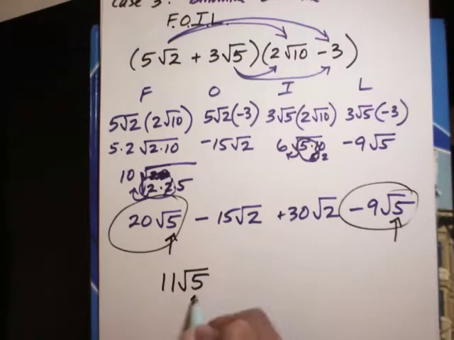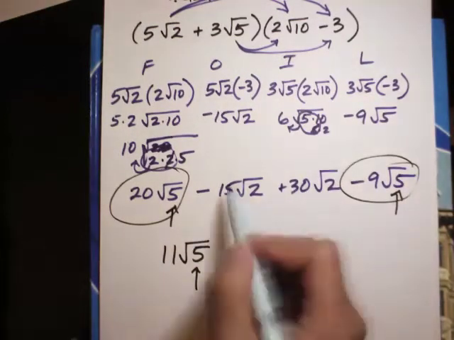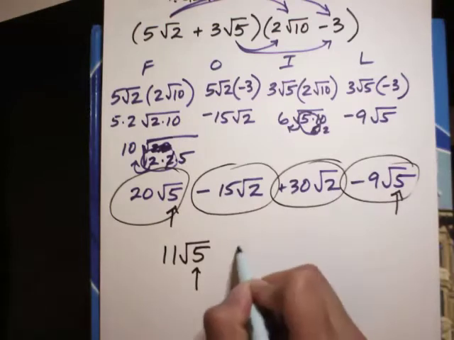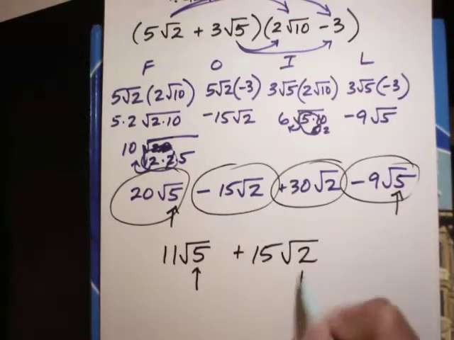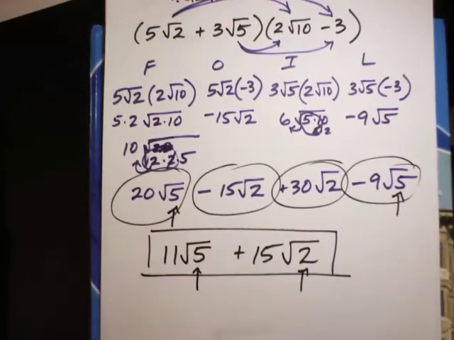Remember, the radicand stays the same. They act just like denominators. They do not change when you add them. And we have here these two we can combine, and that'll be a positive 15 radical 2. These two are not the same, so we can stop here.